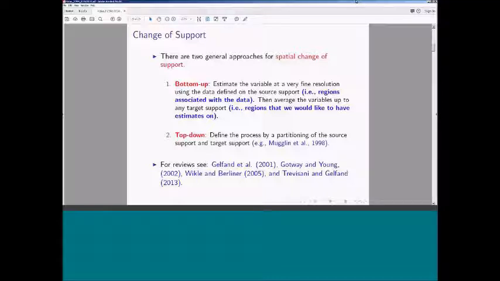There's also a top-down approach which people use, which defines the process by partitioning the source support and target support. And I put a reference there, Mugglin 1998, but I'm not going to really talk much about top-down type methodology. There are a lot of good reviews out there, and I'm trying to list some papers along the way, and certainly if people have interest, they can contact me offline. One of the seminal review papers on this is the one by Gotway and Linda Young, the person chairing this session, and then there's also one by Wikle and Berliner in 2005. Next slide.